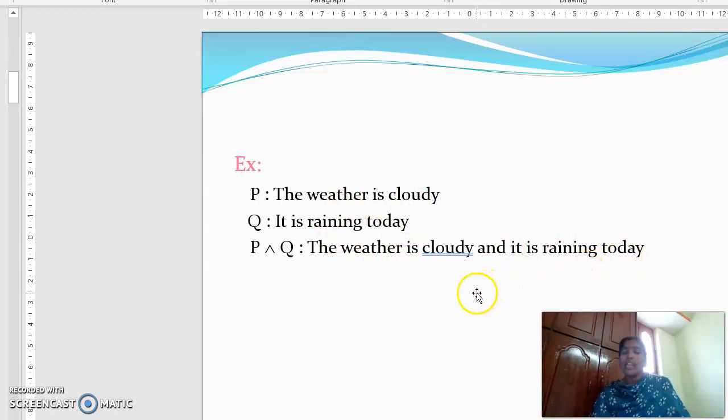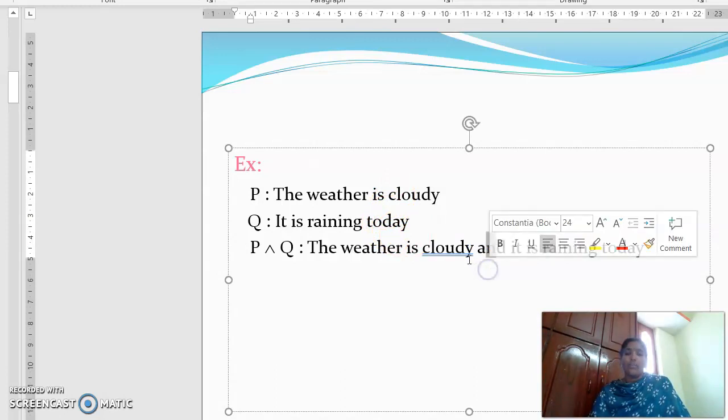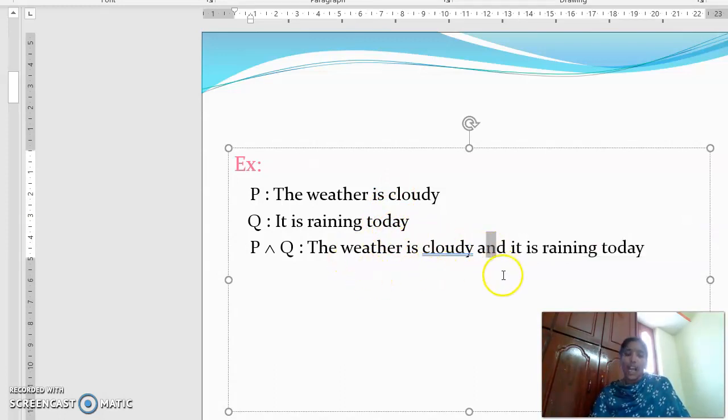Here we cannot mention any truth values. Simply we can add the two statements. The weather is cloudy and it is raining today. So here we have to combine these two statements by using the conjunction connective. That's why it is called a compound statement.